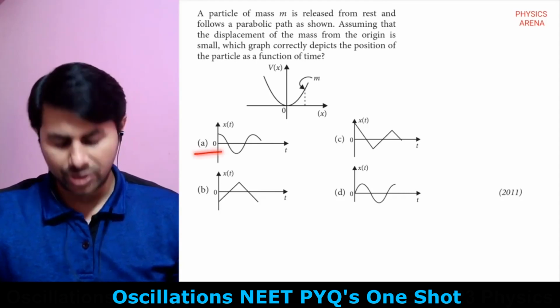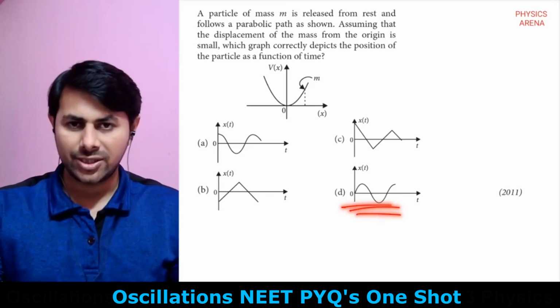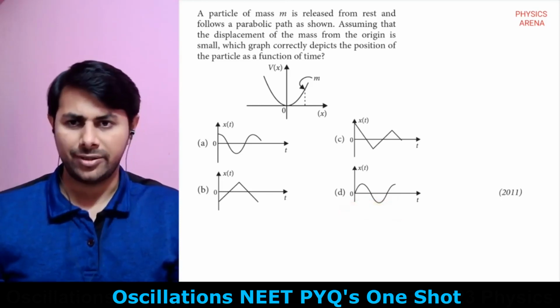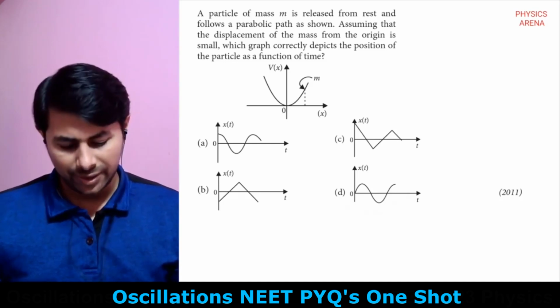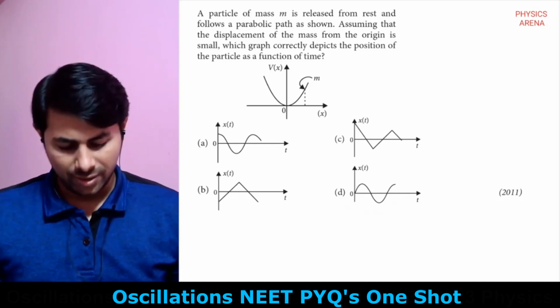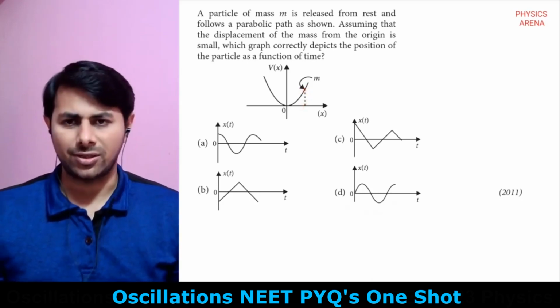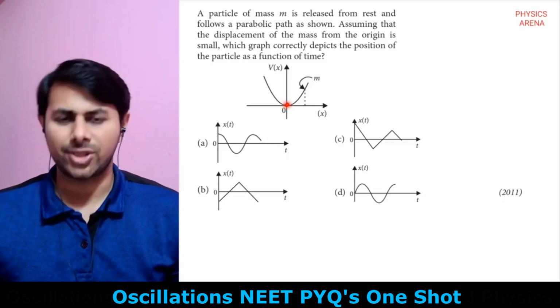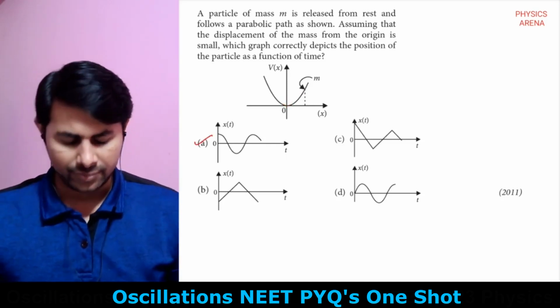Option A is the position versus time graph of simple harmonic motion. Option D is also a position versus time graph for simple harmonic motion. Which one is correct? Simple. It has to be option A, right? It is option A because the particle is starting from here. It's starting from the extreme position, not from the mean position. So it's option A.